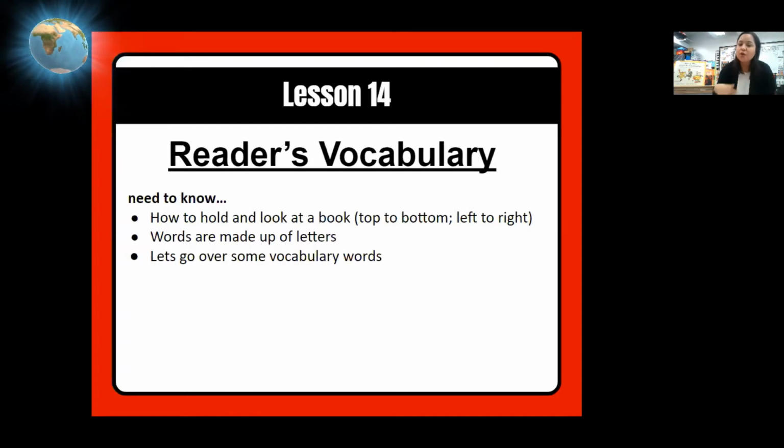Okay, before that, let's go over things that we need to know. We need to know how to hold our book correctly, and Miss Cervantes has been telling you how to look at the book correctly: turn the page from left to right, start from the top to the bottom, and that words are made of what? They're made of letters, which are your ABCs or your alphabet.